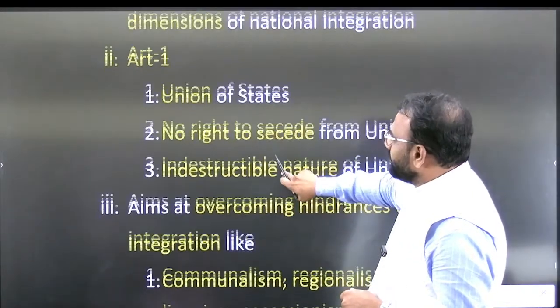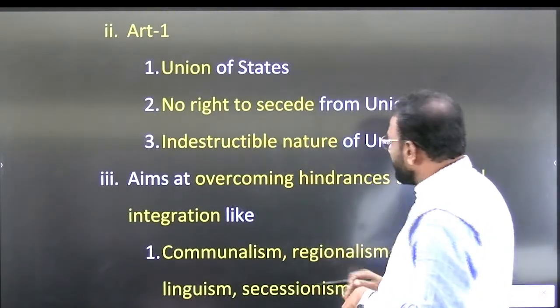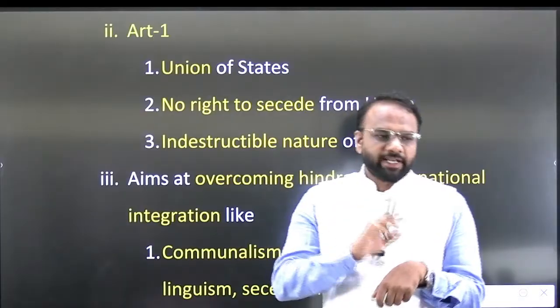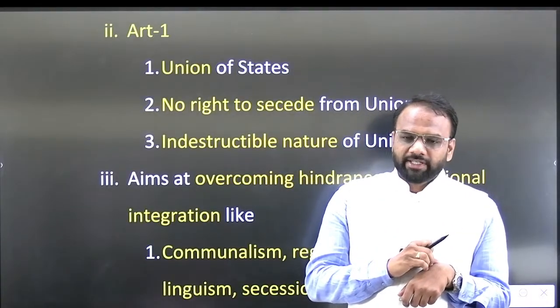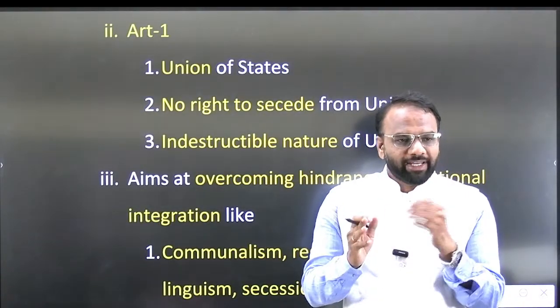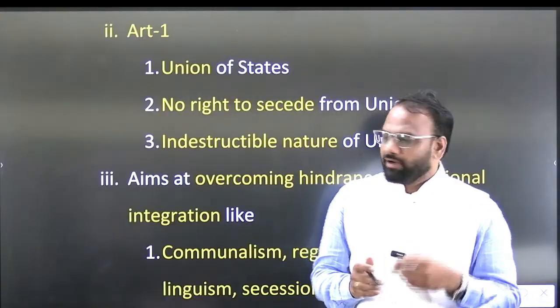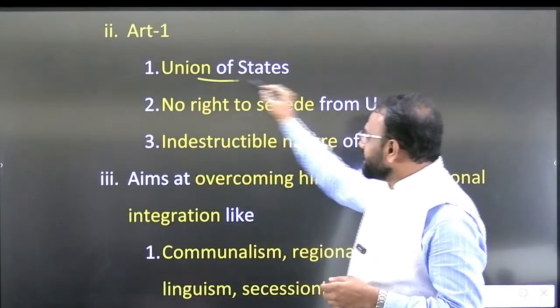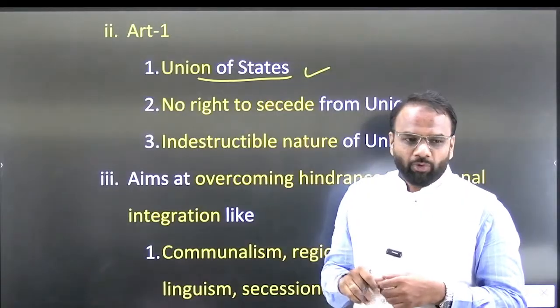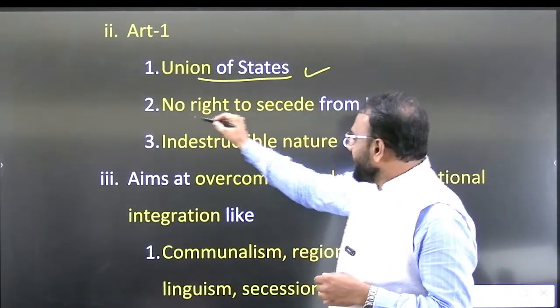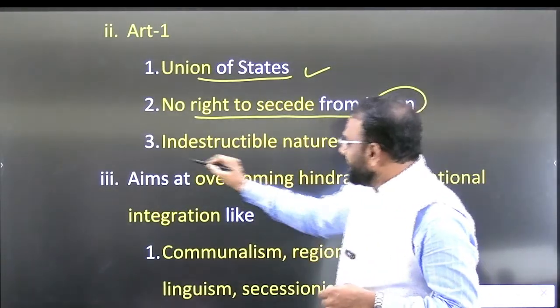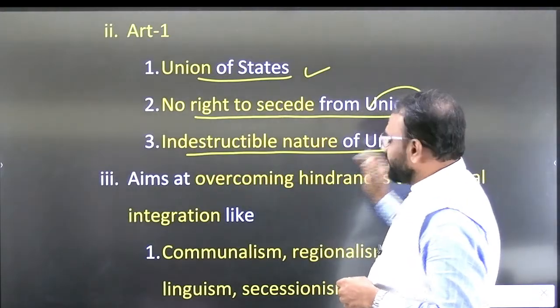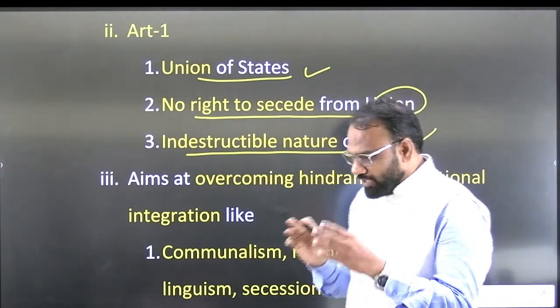Next we will be discussing a topic called Union and its territories. Articles 1 to 4 deal with it. We will be discussing it later on. But Article 1 says Union of States. You will not completely understand now. No right to secede from the Union, indestructible nature of the Union. So what does it mean? At a superficial level, I will just conclude.